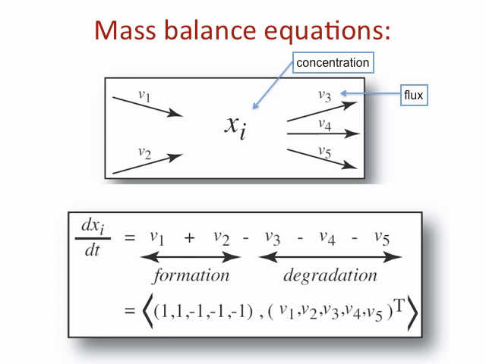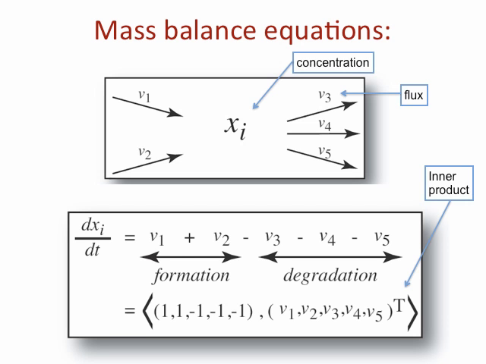The dynamic mass balance for x sub i is simply a summation of the fluxes going into this node that x sub i represents, minus the summation of the fluxes that degrade x. So in this case, we have two positive terms leading to the formation of x sub i and three negative terms that lead to its degradation. If the flux in and the flux out are perfectly balanced, we have a steady state, and the time derivative dx_i/dt is equal to 0.